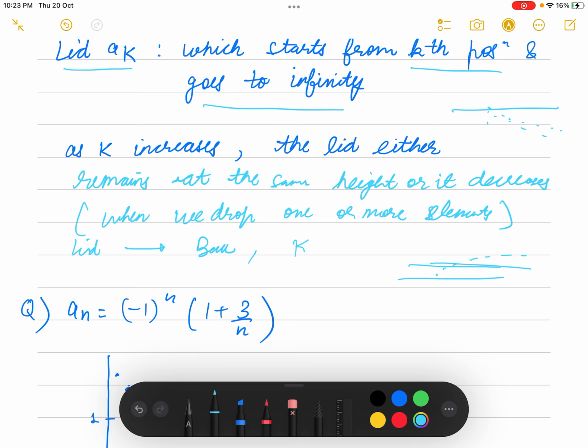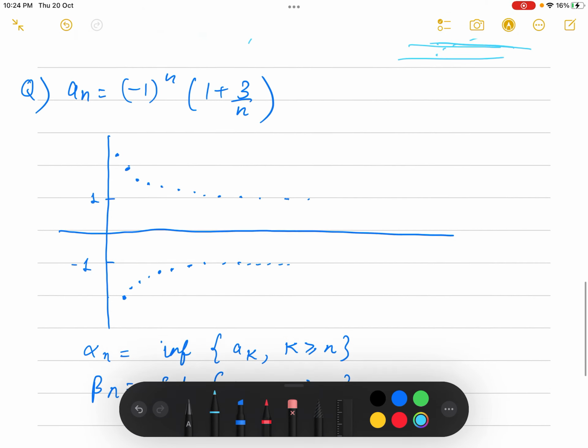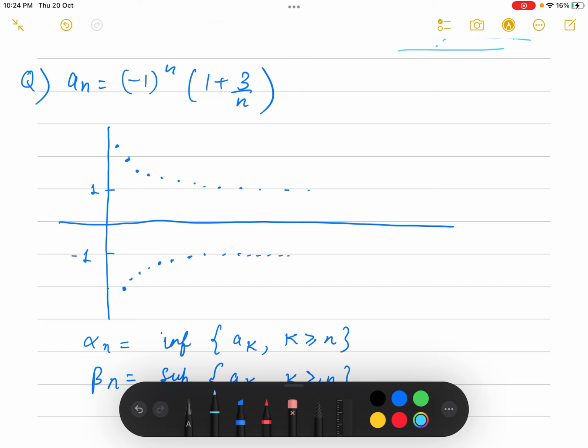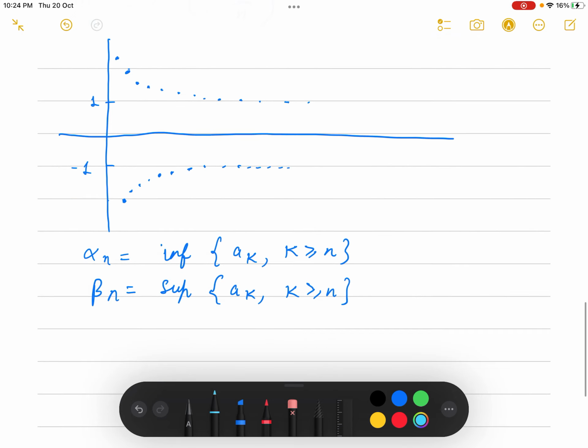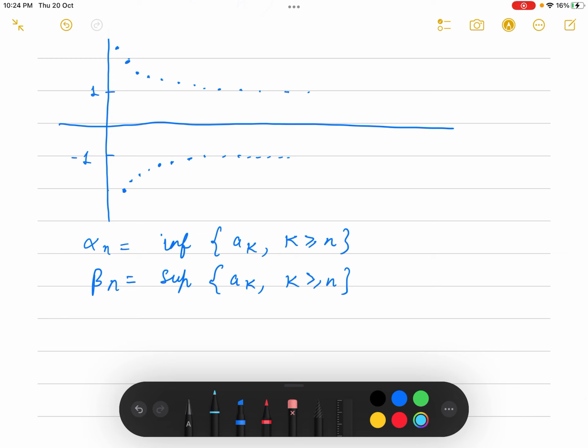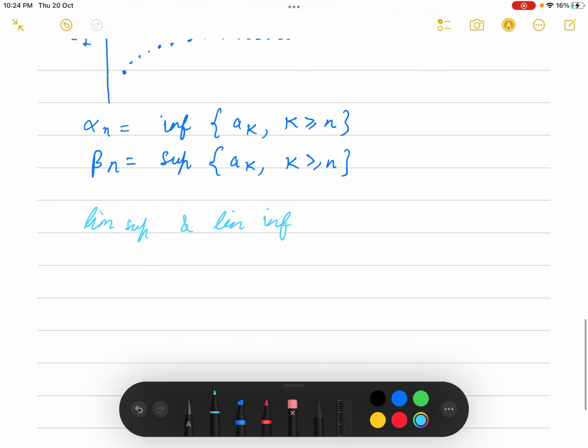This happens because as we increase k, the number of elements decreases, so the height of the base increases or remains the same. Here is an example illustrating the same. Consider the sequence of elements defined by a_n = (-1)^n (1 + 3/n). Now we need to compute the limit supremum and limit infimum of this sequence.